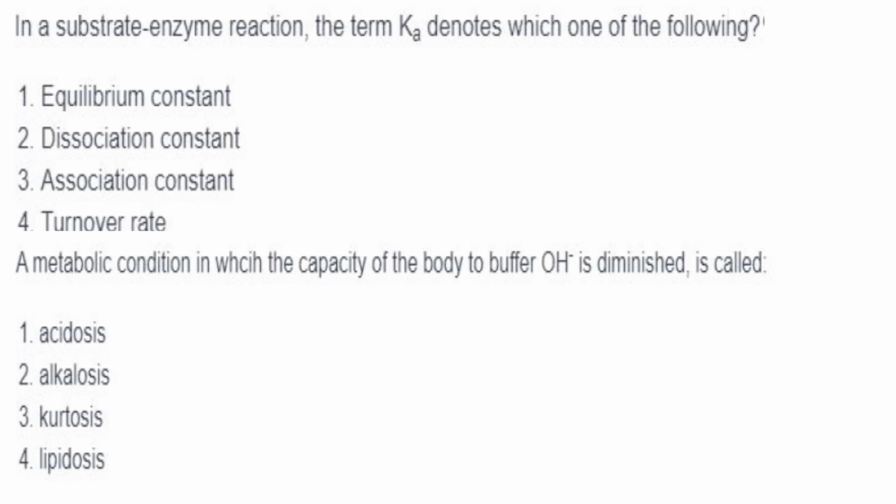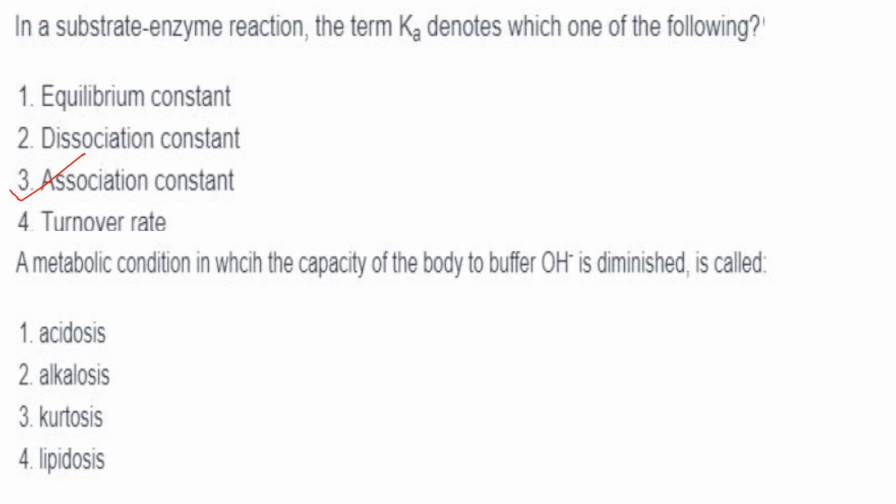So coming to the first question. In a substrate enzyme reaction, the term Ka denotes which of the following? So it is nothing but your association constant. Then equilibrium constant, it is nothing but the ratio of the concentration of products to the concentration of reactants. Dissociation constant, it is the reciprocal of the association constant. Then turnover rate, that is your Kcat, already discussed so many times.